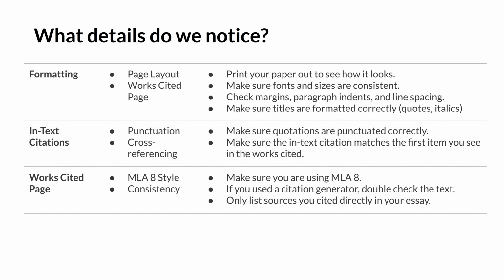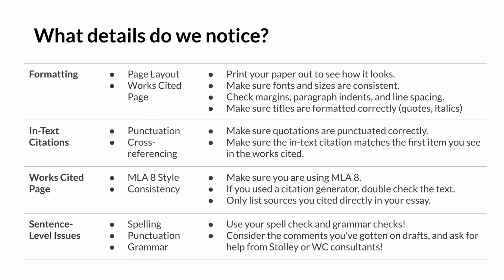Review your works cited page. Make sure that you're using MLA8 style and that you're focusing on consistency. If you used a citation generator, double check the text that it generated because it's not always correct. So use your handbook or use the Purdue OWL or other online resources to help you make sure that your citations are formatted correctly. Make sure that you're only listing sources that you cited directly in your essay. I don't want to see a bunch of extra sources in there that you don't cite or paraphrase. So make sure that everything that is in the works cited matches everything that's in the in-text citations in your essay.